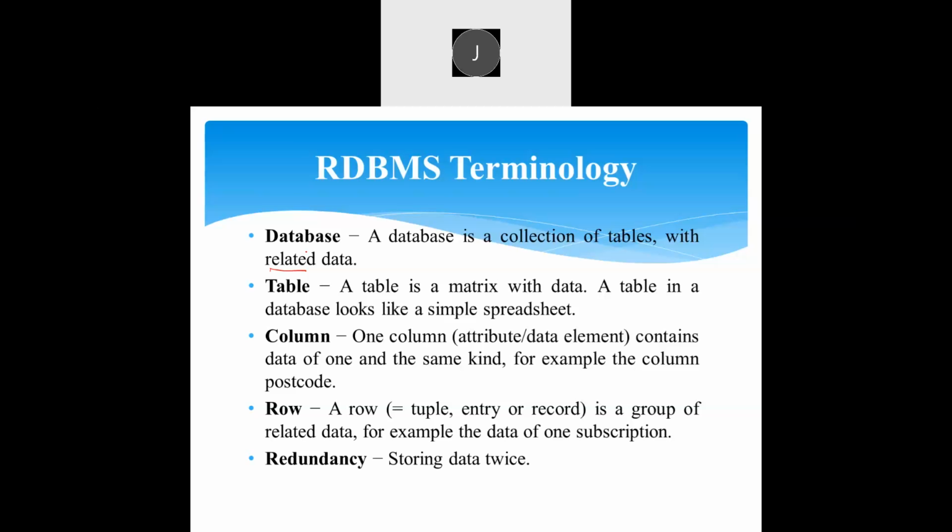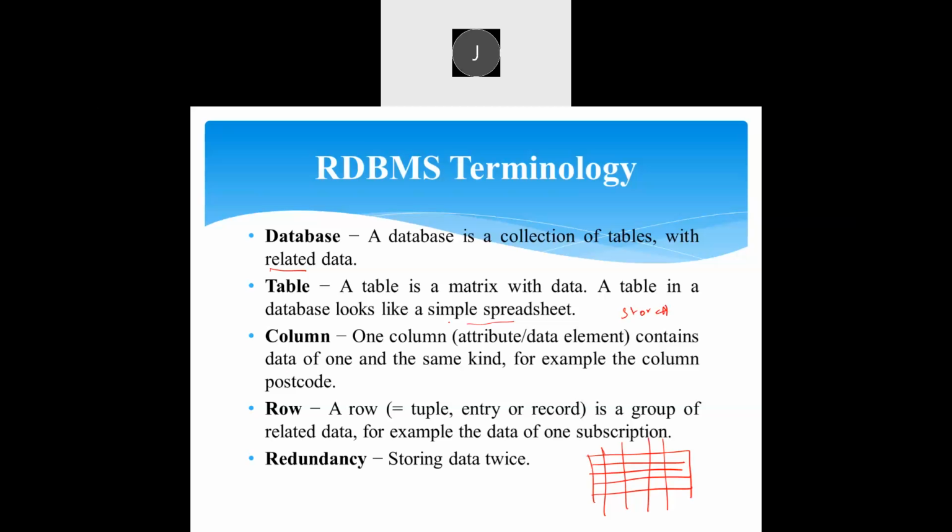Segregation of data is useful, right? Then why do we have a database? A table is a matrix with data. A table in the database looks like a simple spreadsheet, with rows and columns, which is why they call it a matrix. Before databases came into the picture, they would have thought about storing data in a spreadsheet. But you cannot store a large amount of information in a spreadsheet, and retrieving the data or writing queries in a spreadsheet is very difficult. So using a database is very good.